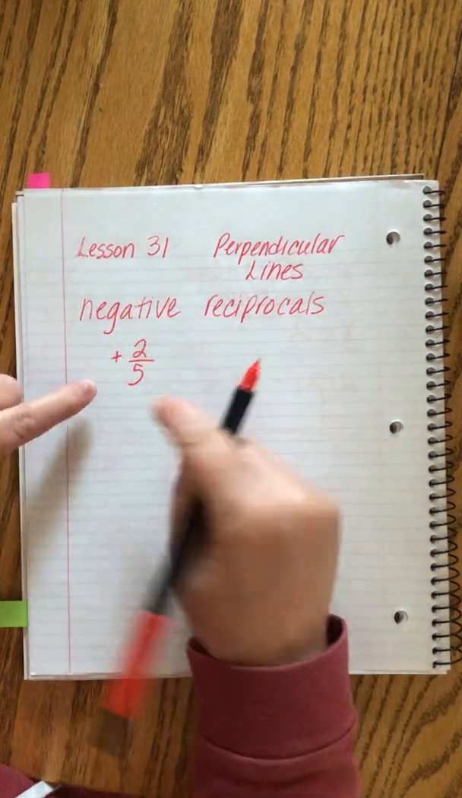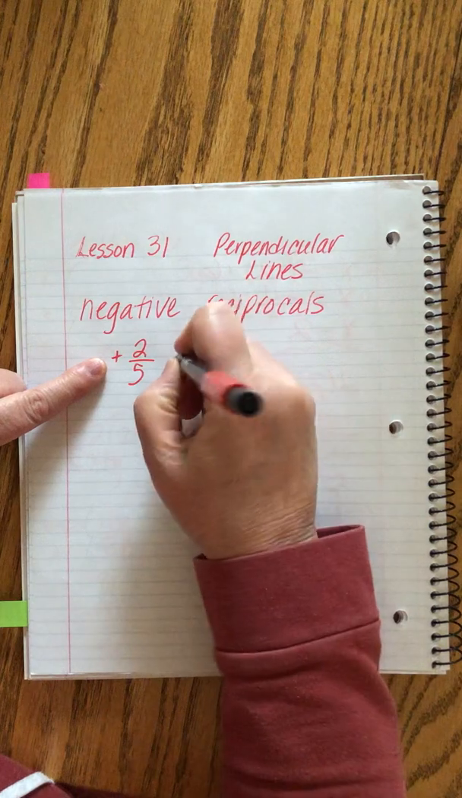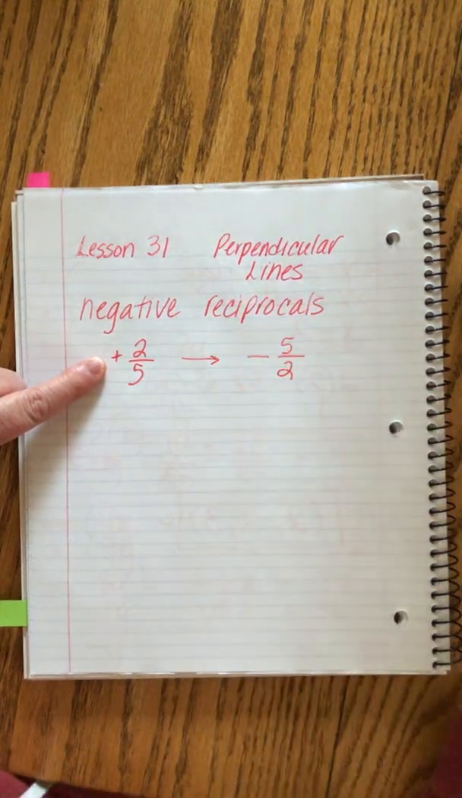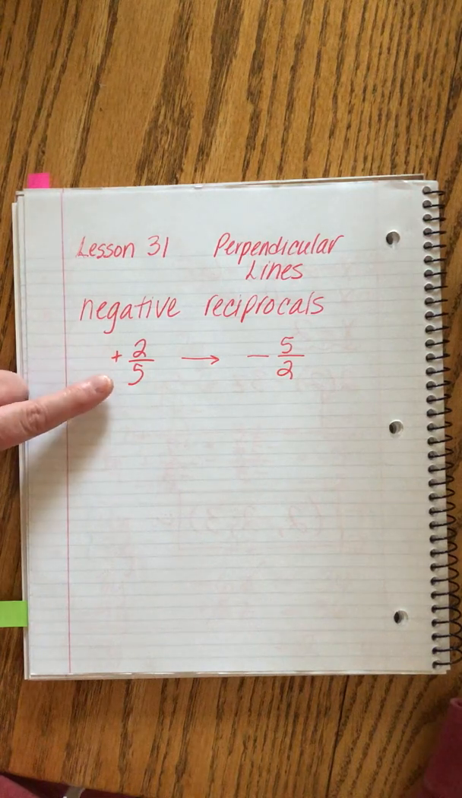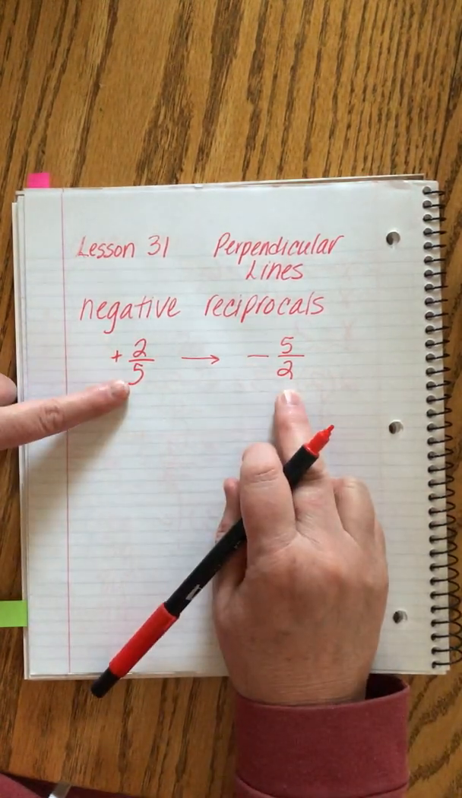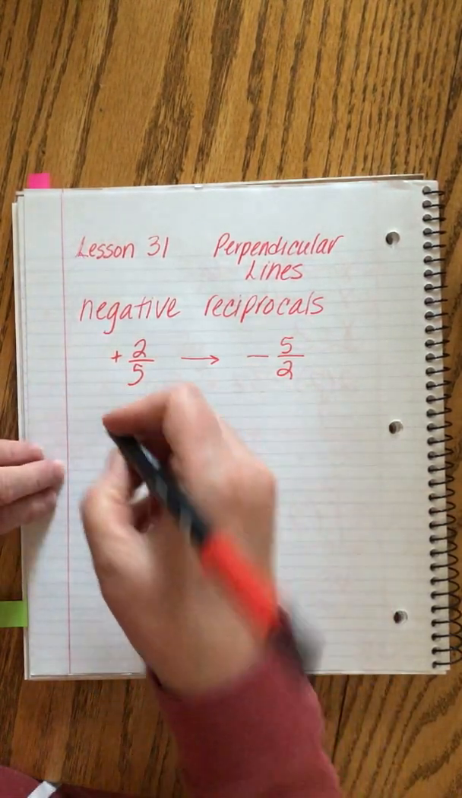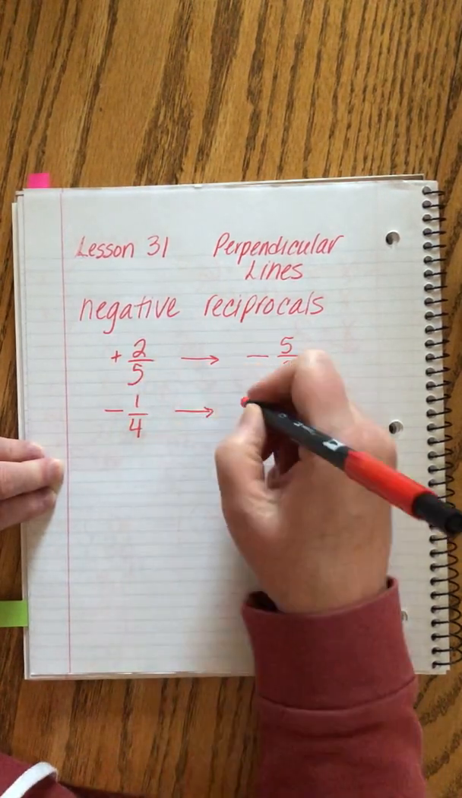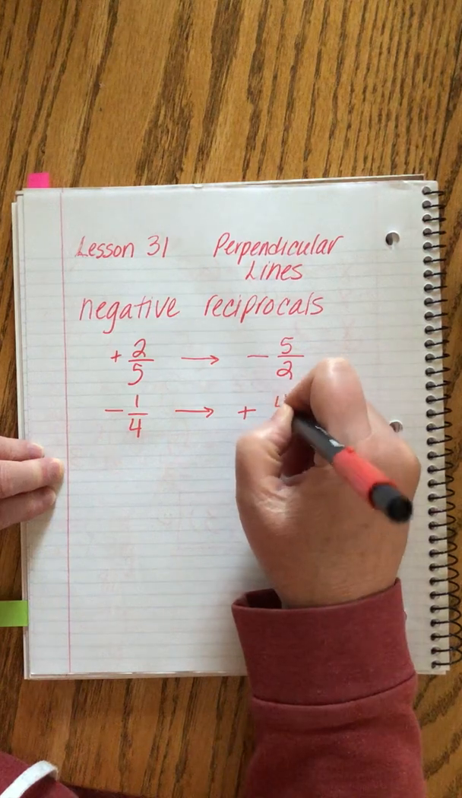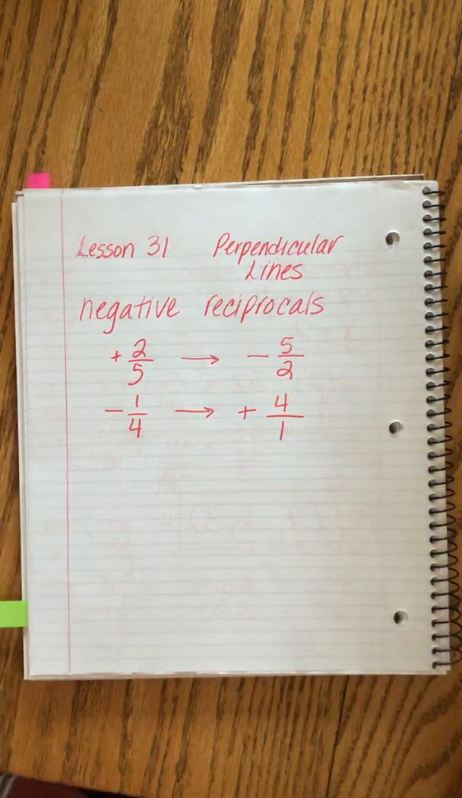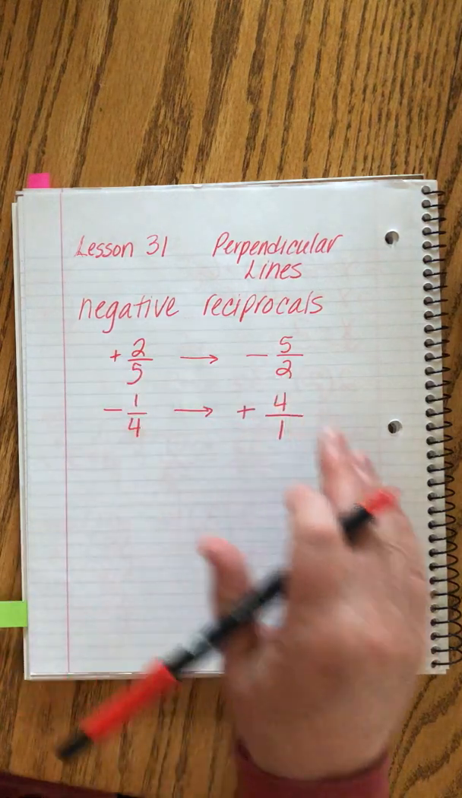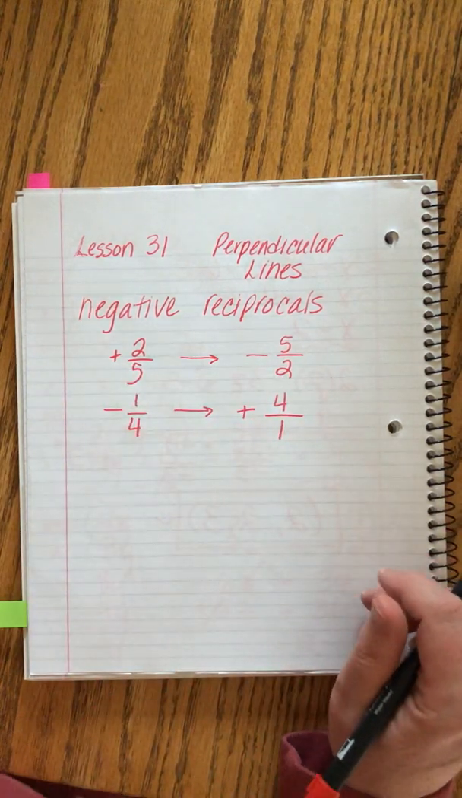Let's say we have the reciprocal of positive 2 over 5. The negative reciprocal is negative 5 over 2. So the sign changes as well as the numbers flip, and negatives turn to positives, right? So negative reciprocals just means that you change the sign as well as flip the numbers.